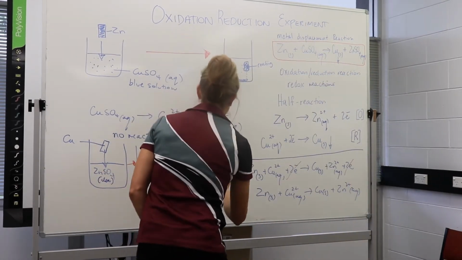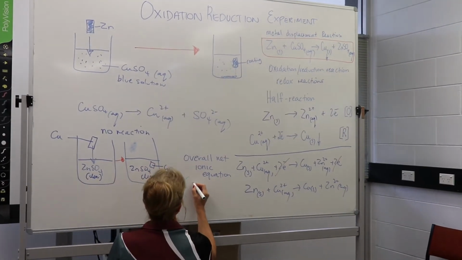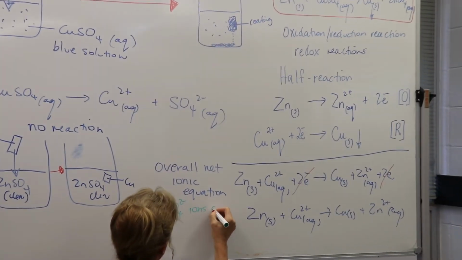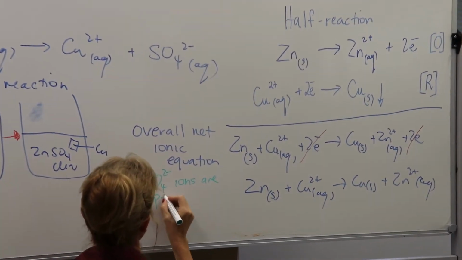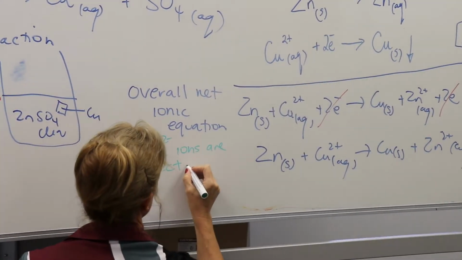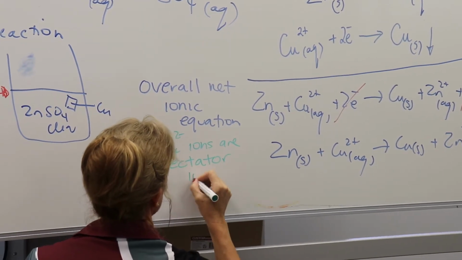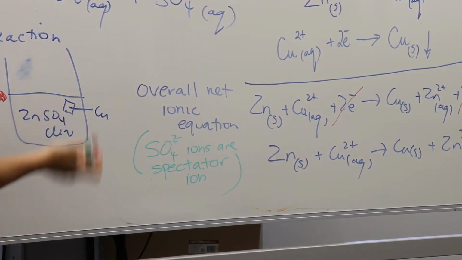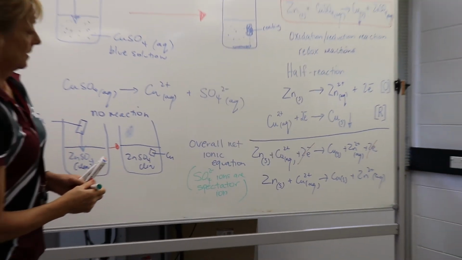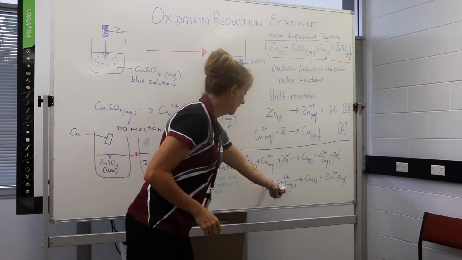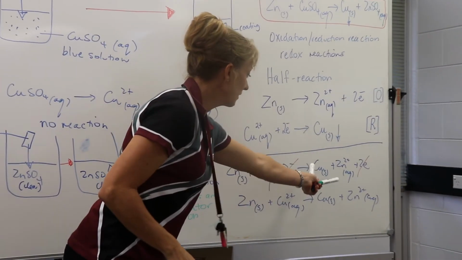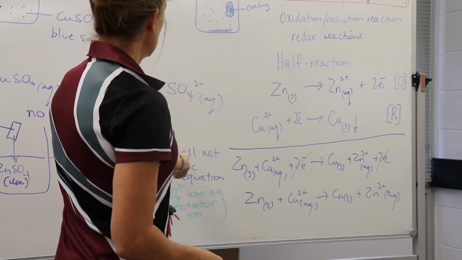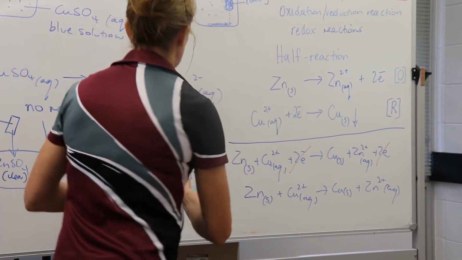So I'll just write up here so that you remember, in a different colour, in brackets: the sulfate ions, SO4 2 minus ions, are spectator. Have you ever heard that word before? Spectator ions. It means they don't take part in the reaction. They're there, they just float around. They don't do anything. So you could add them back in. Wherever I see an ion, I could add the sulfate back in. So this is called an overall net ionic equation.